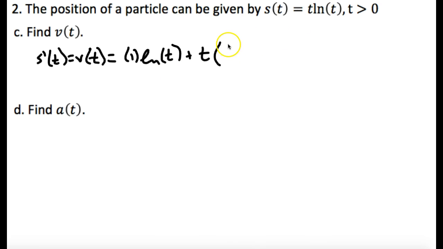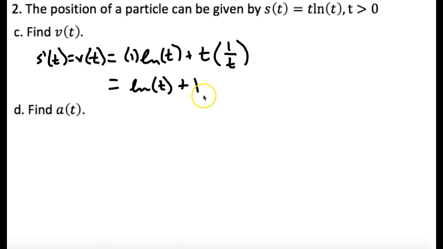So the derivative of a log is the derivative of the inside over the inside times the natural log of the base, but natural log of e is just 1. So I can actually clean this up a lot, right? This would just be natural log of t. This would be t over t, which would just be 1.